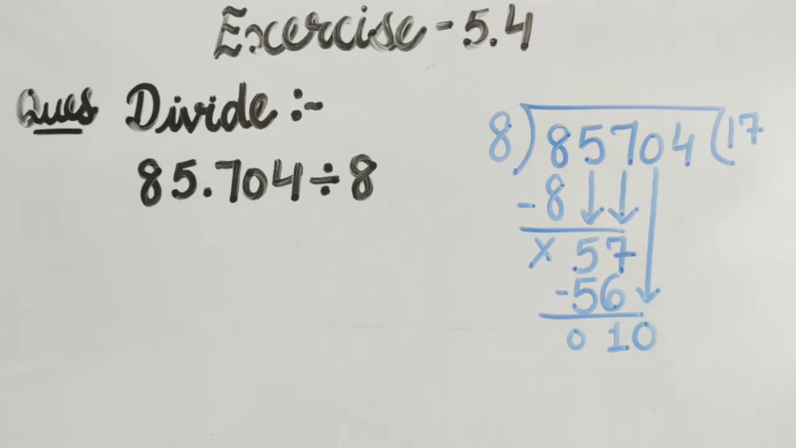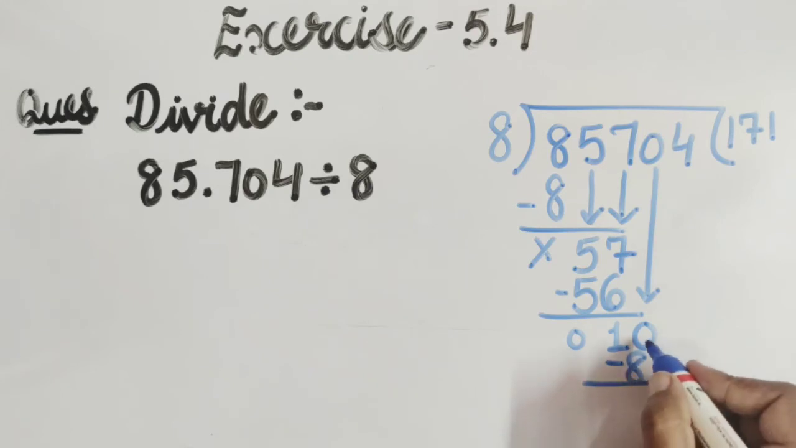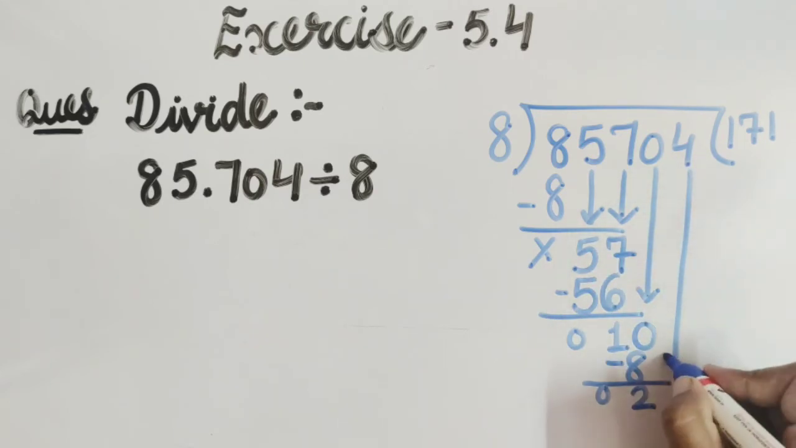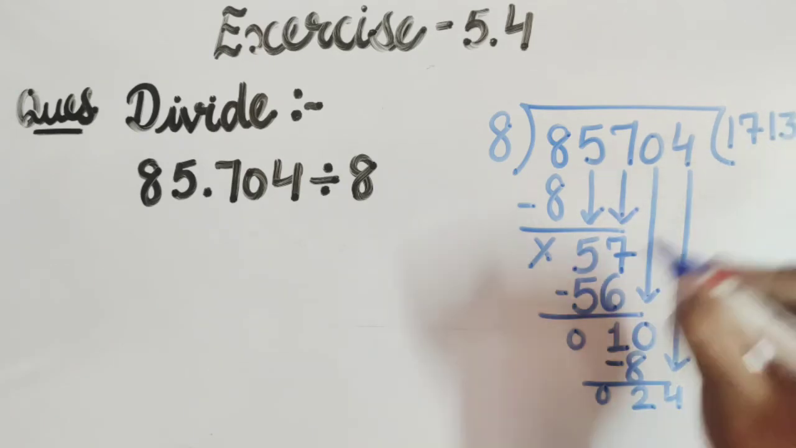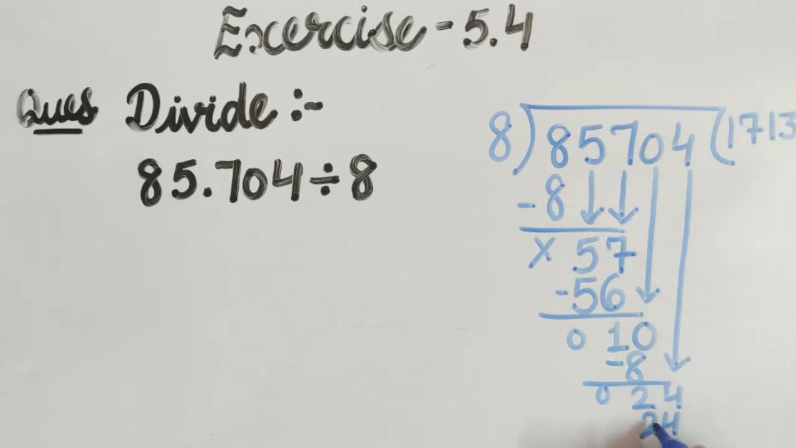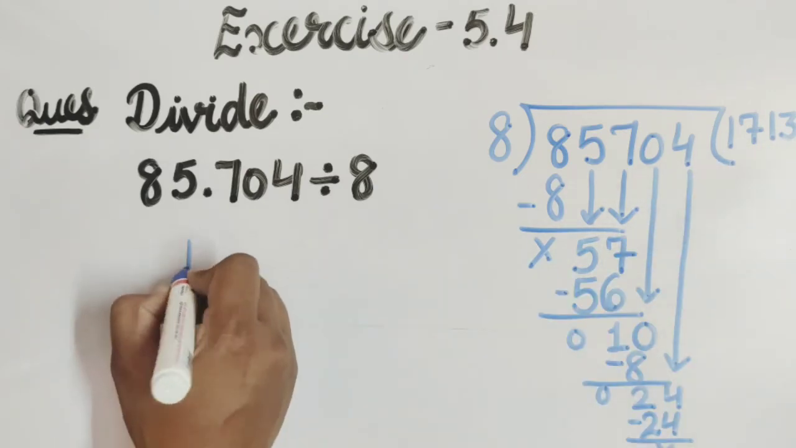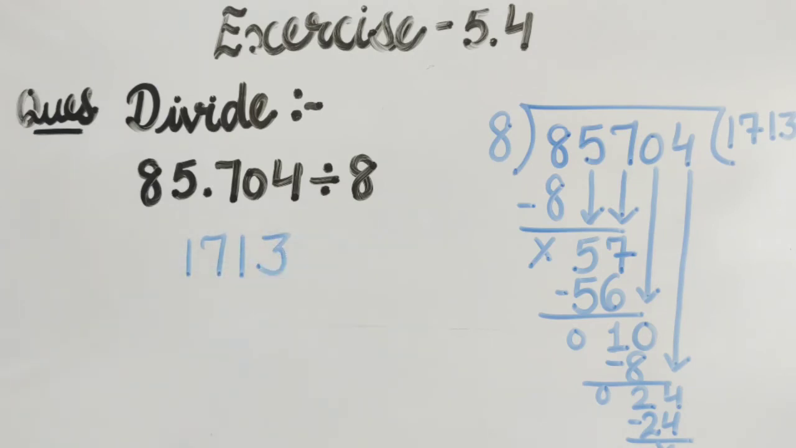Now 8 ones are 8. Students, now after subtracting we will get 2. Now we will carry down one more digit, 4. Yes, 8 threes are 24. Now nothing is here to carry down, so our remainder is 0. Now students, we got the quotient as 10713. But yes, this is not our exact answer.